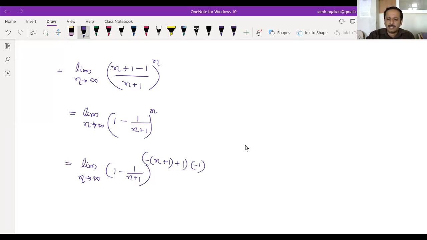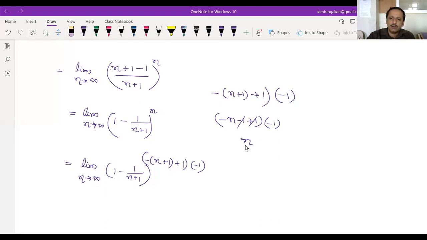Just observe this power here. I am writing like this: minus of n plus 1, plus 1, this into minus 1. On simplification this will give you minus n minus 1 plus 1, into minus 1. Here 1 gets cancelled, minus 1 into minus n will give you plus n. So that plus n only, I am writing like this: minus of n plus 1, plus 1, into minus 1. Okay. So now if I do so, then further I can write like this.